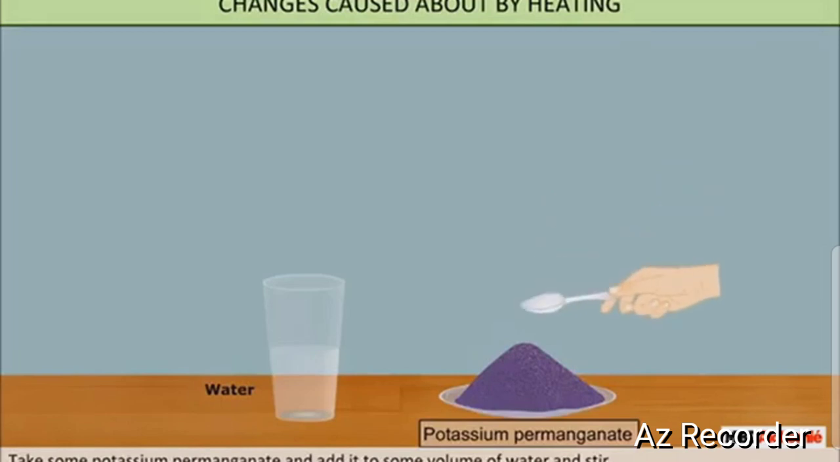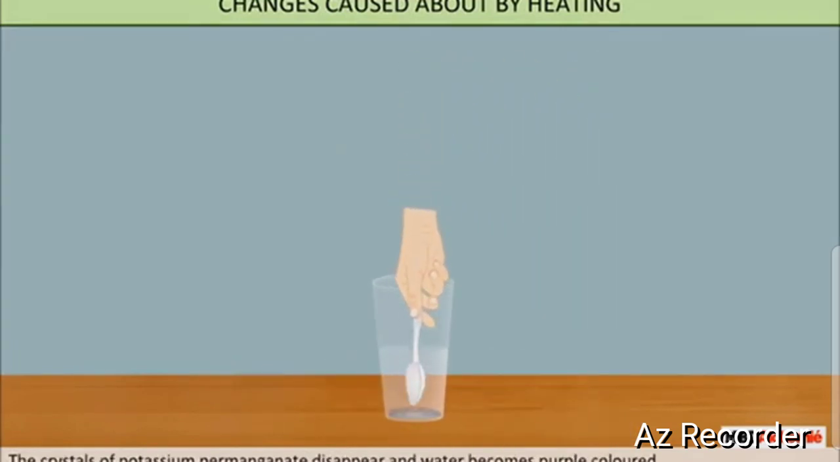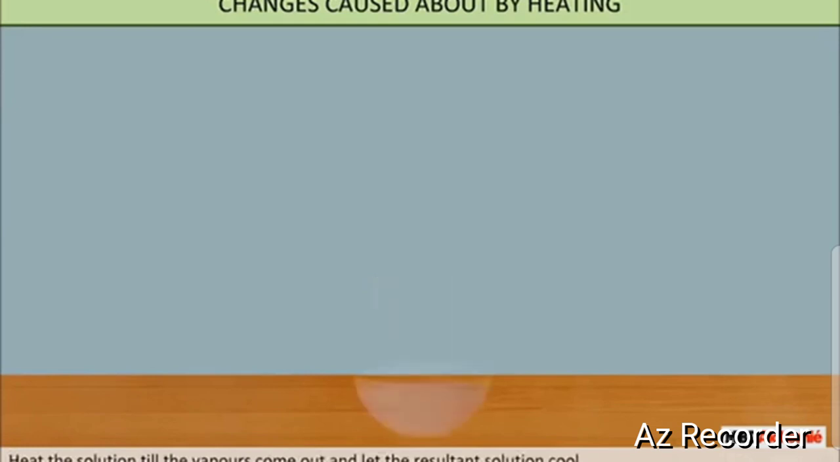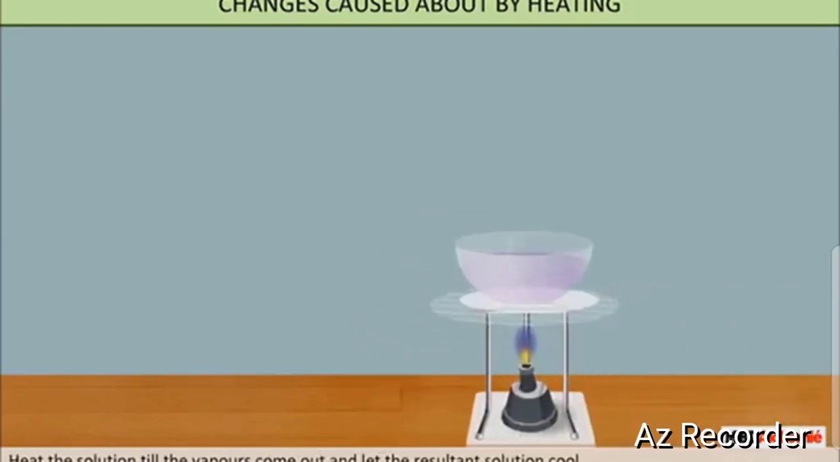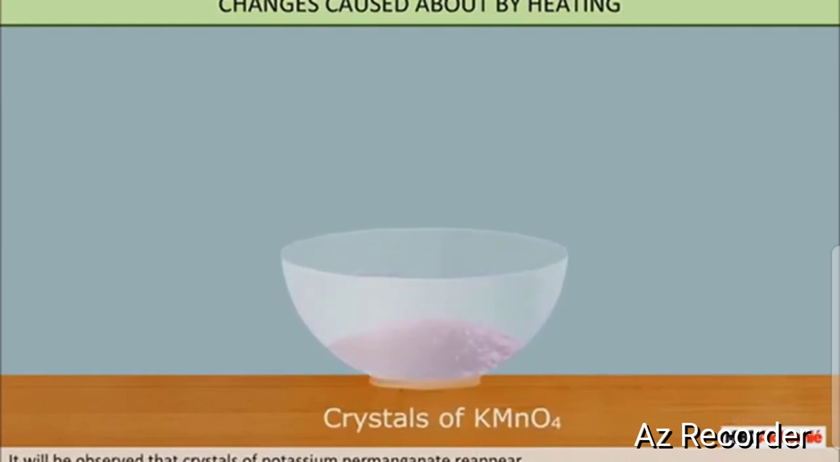Take potassium permanganate, add it to water and stir. The crystals of potassium permanganate disappear and the water becomes purple in color. No solid crystals of potassium permanganate are seen there. This is called a solution. Heat the solution till the vapor comes out and cool it. It will be observed that the crystals of potassium permanganate reappear. Thus, you can say it is an example of reversible change.